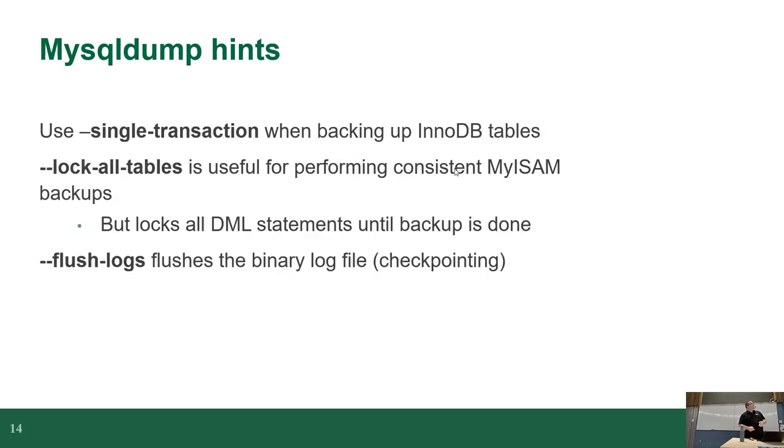So there's a few useful parameters. Dash single transaction means that when you back up the InnoDB tables, which are the ones you use for transactions, it locks the table and dumps all of those tables as a single process. Lock all tables is a really handy one. Basically, it doesn't allow changes to the database until the backup is done. So it basically locks the system so no changes can happen, and then it backs it up.